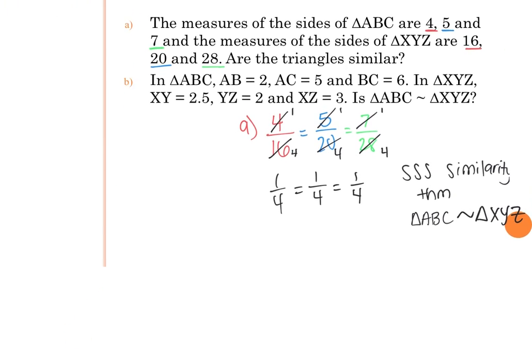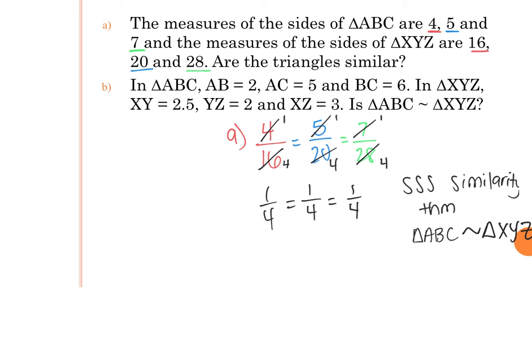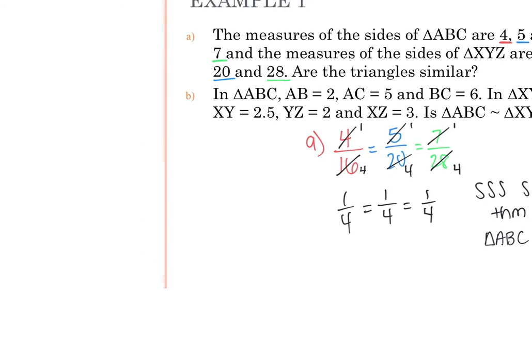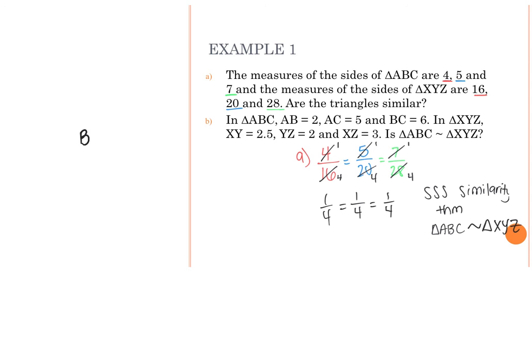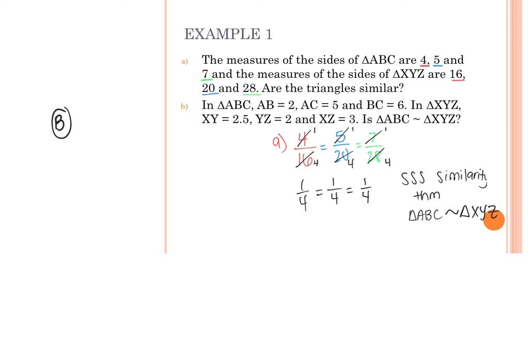Now B, it's giving us actual sides. So B, it might be helpful to actually draw both triangles. So let's go ahead and draw them. Let's call this example B over here, and let's draw ABC. And let's draw a little bit larger XYZ.